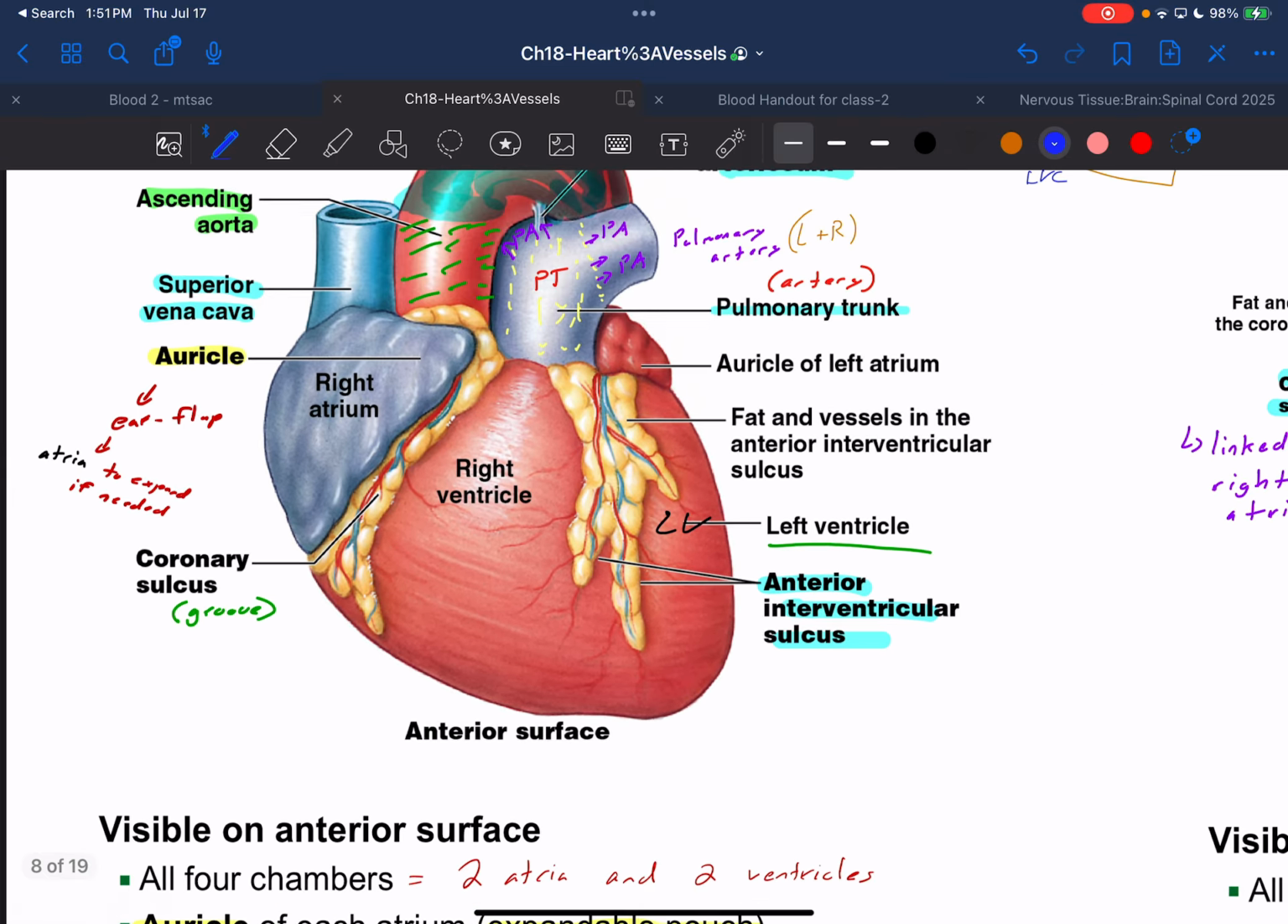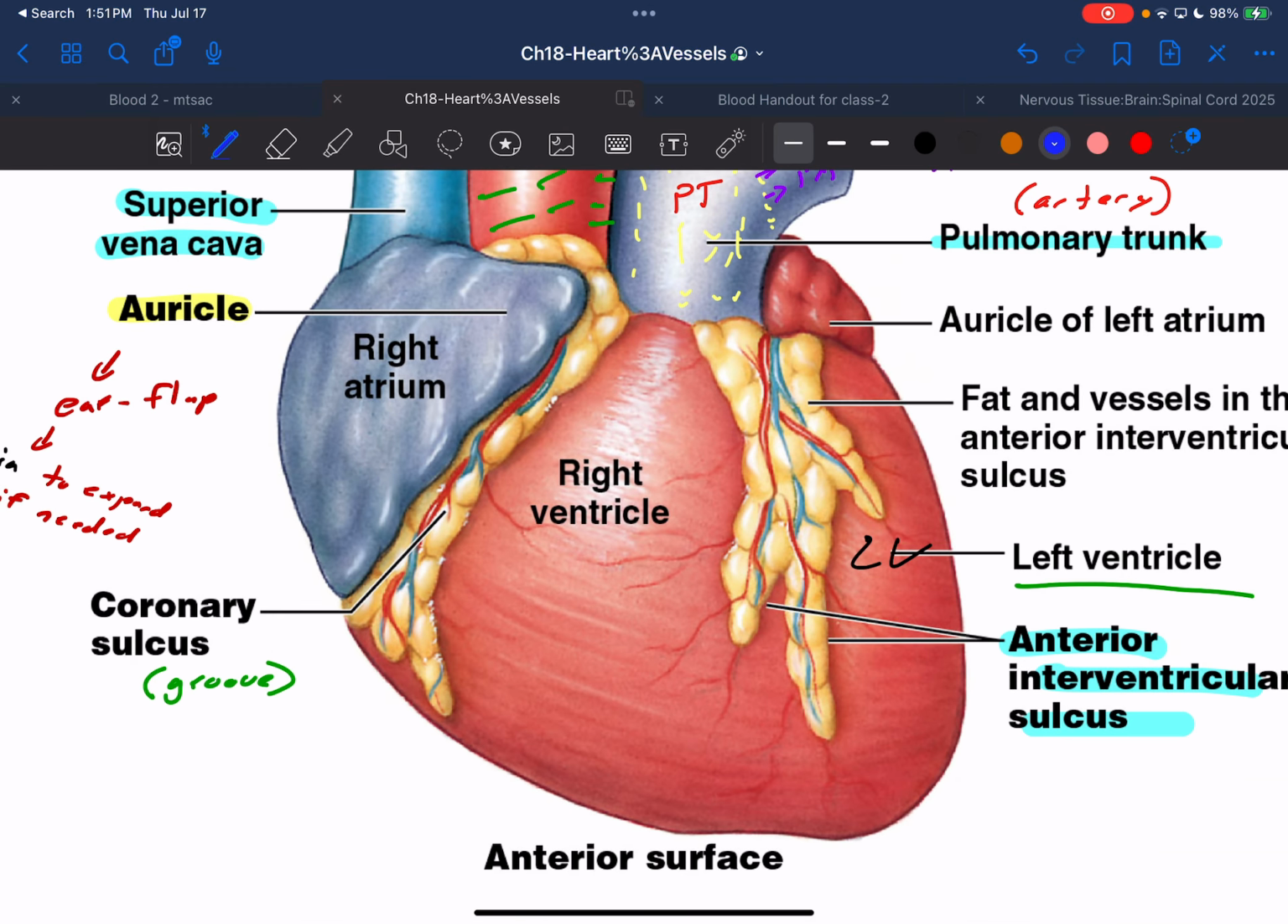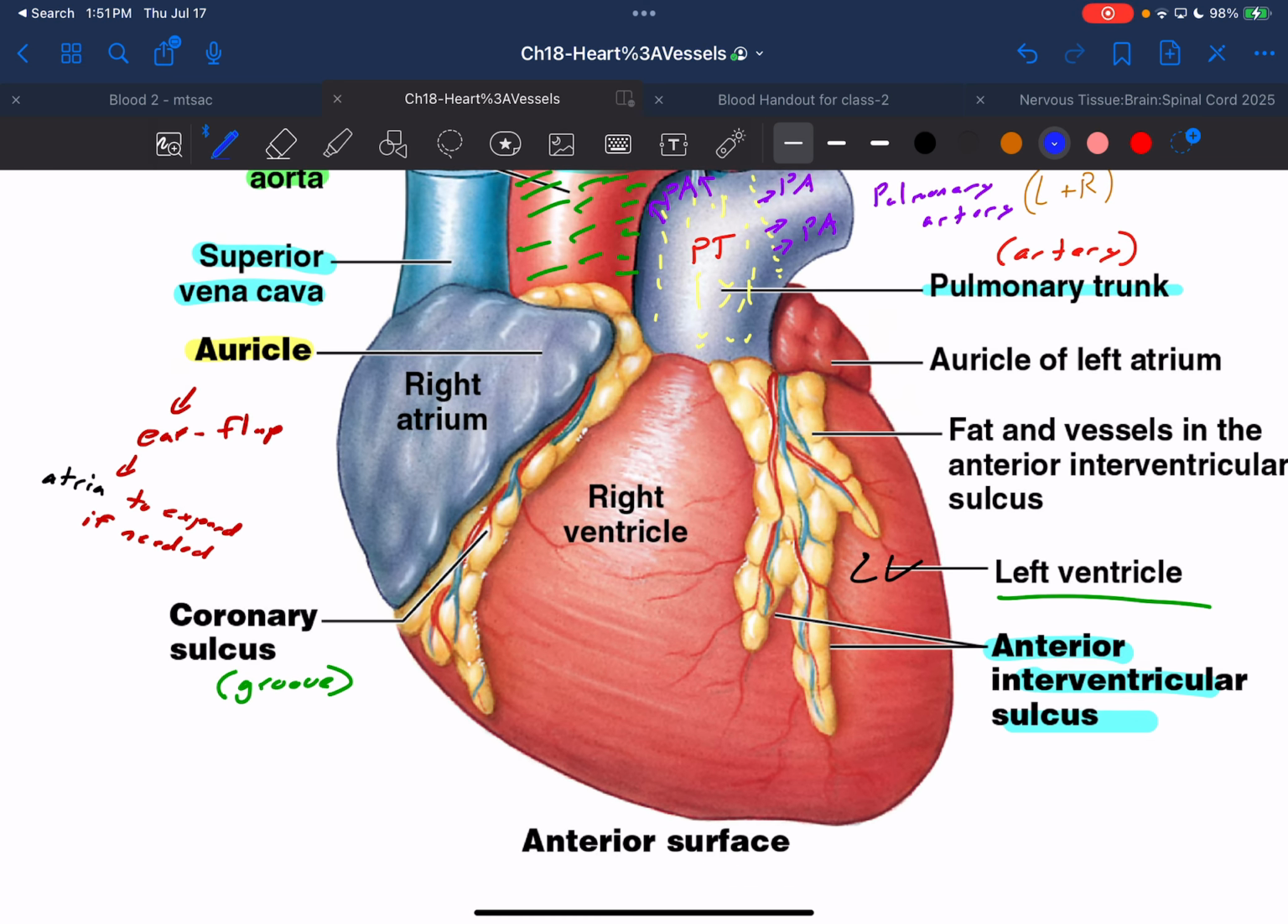Now these structures, the atria has this flap over it called the auricle. It's a tissue that allows it to expand if necessary, and they're named kind of like to mean ear flap. Even your ear itself is sometimes referred to as the auricle, so it's kind of like an ear flap for the atria. And it allows the atria to expand if need be.